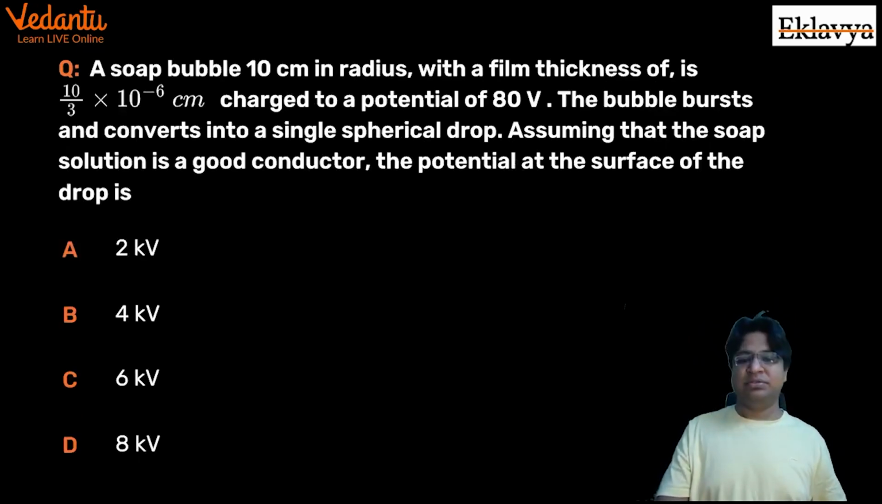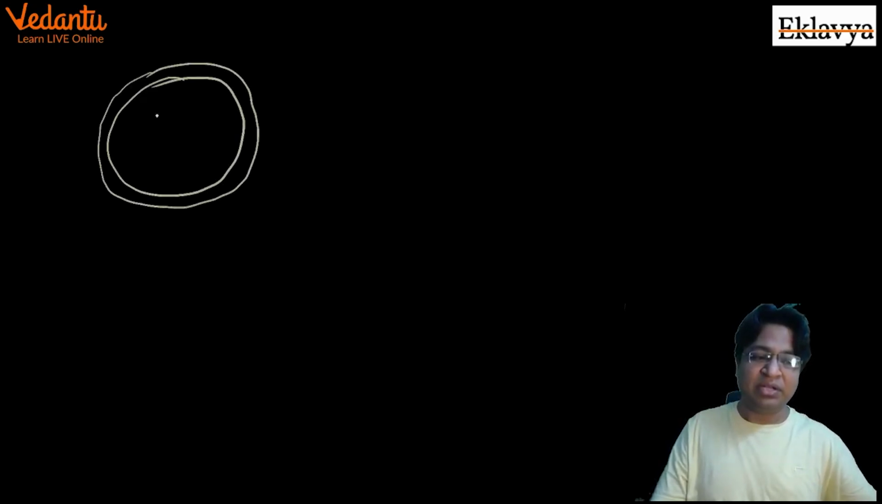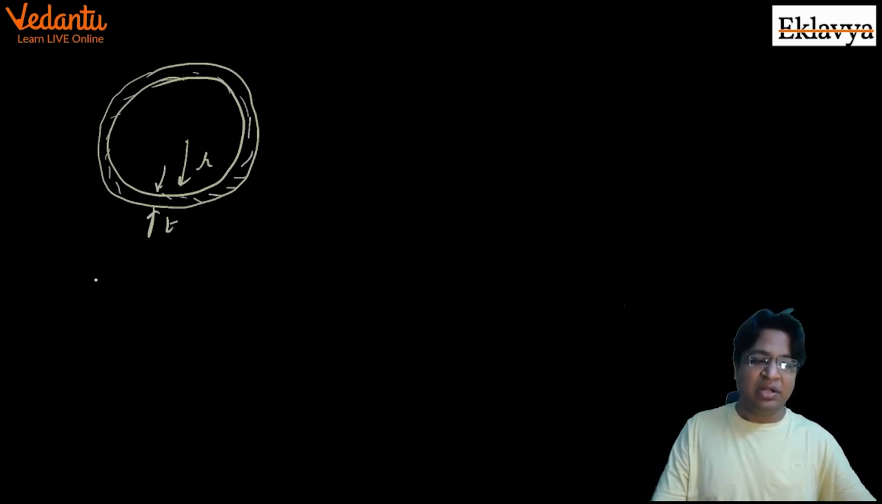Yeah, this is a good question, guys. A question on surface tension and electricity combined. So we have an air bubble. The thickness of the bubble is given. So this radius is given, and this thickness is given as T. The volume of the liquid which is constituting this bubble is 4 pi r square T.